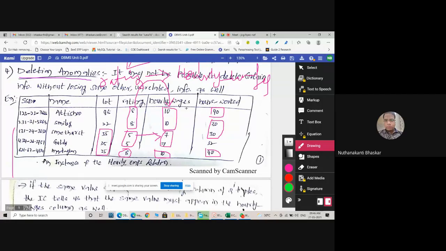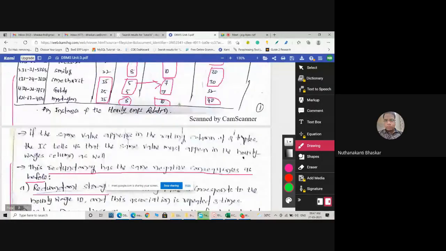Yes, sir. Right. Now check again whether hourly wages depend on hours worked: 10, 10, 40 or 30, not depending. Now rating with hourly wages, you check 8, 40, 8, 30. No, not depending. Even check LOT with hourly wages, not depending. So we have only one functional dependency. In the hourly employee relation we identified that rating determines hourly wages. Yes or no? Yes, sir.